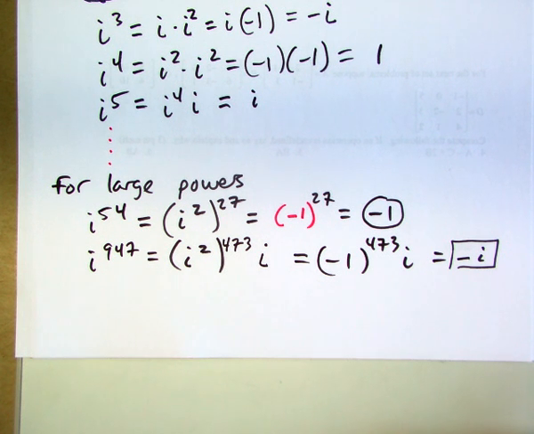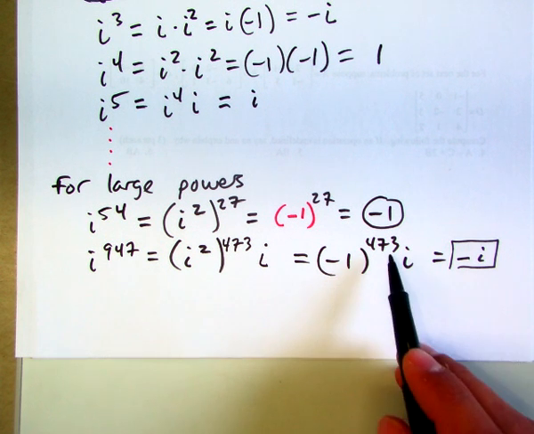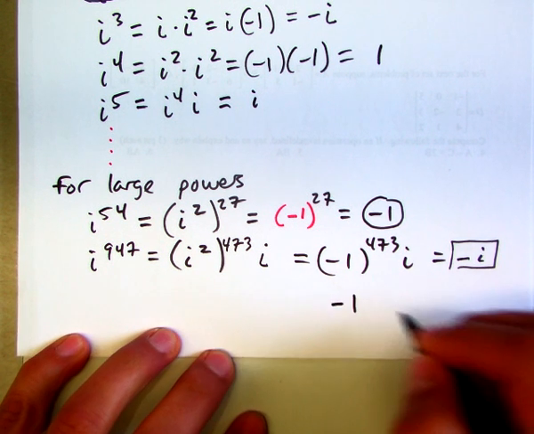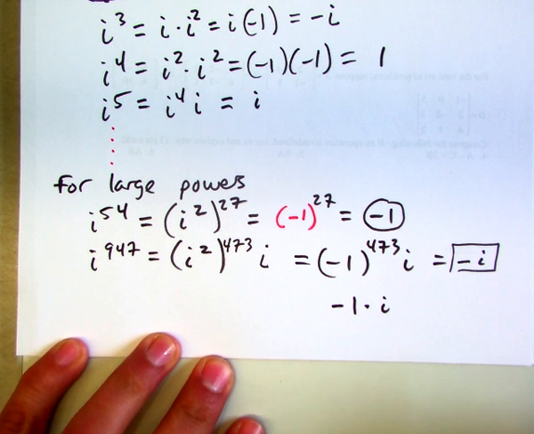Are we confused or are we okay? I'm confused by what they're saying. What are you confused about, John? How'd you get -5? Because -1 to the 473 is -1. -1 times i, it's just negative i.